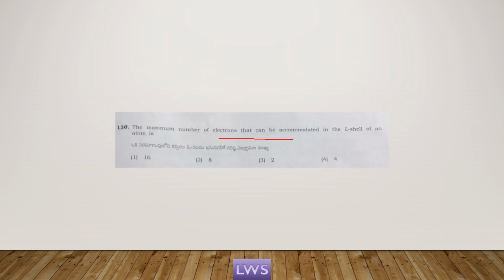Maximum number of electrons that can be accommodated in L shell. So L shell means principal quantum number is 2, that is n equals 2. Maximum number of electrons is 2n square. So n square is 4, 4 twos are 8 electrons. So option 2 is your answer.